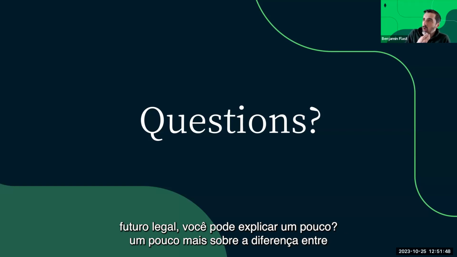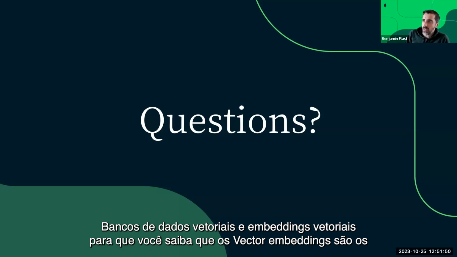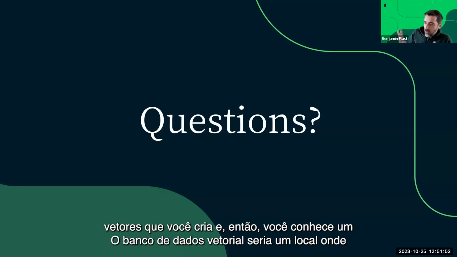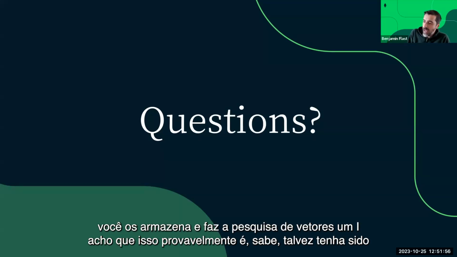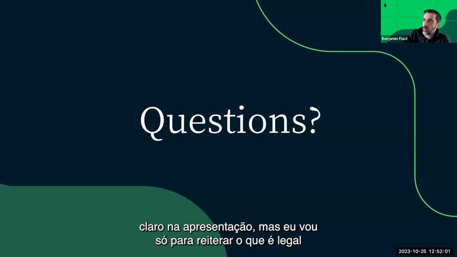Can you explain a little bit more on the difference between vector databases and vector embeddings? So, vector embeddings are the vectors you create, and then a vector database would be a place where you store them and do vector search. I think that was probably clear from the presentation, but I'll just reiterate that.